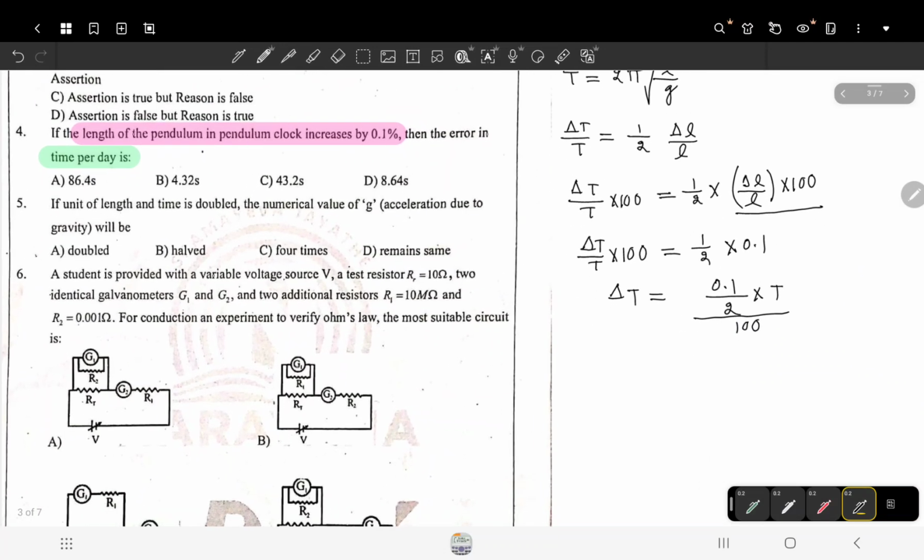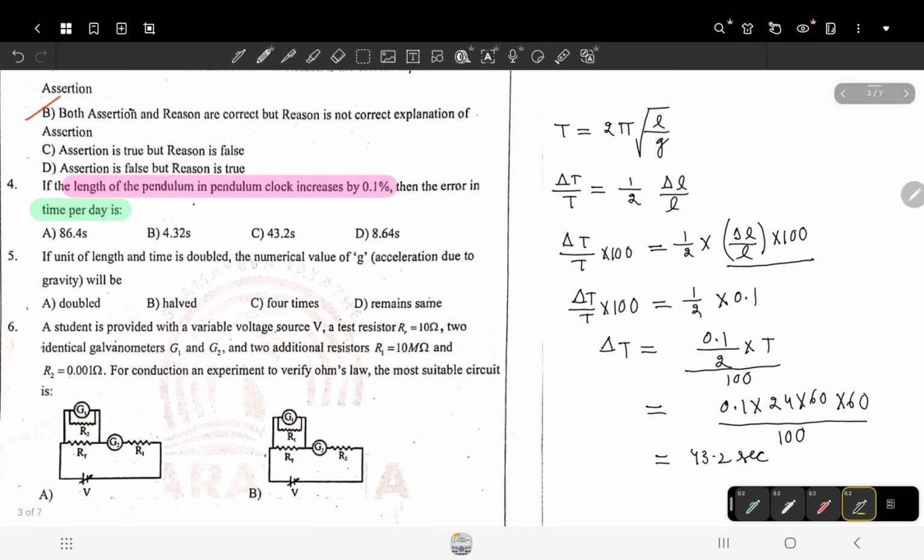So for 1 day the time will be 0.1 into 24 hours, 60 minutes and 60 seconds, divided by 100. If you do this calculation you will get 43.2 seconds. That's the answer for this one, that is 43.2. Check it once, right? That's the answer. So let me go with the fifth one.